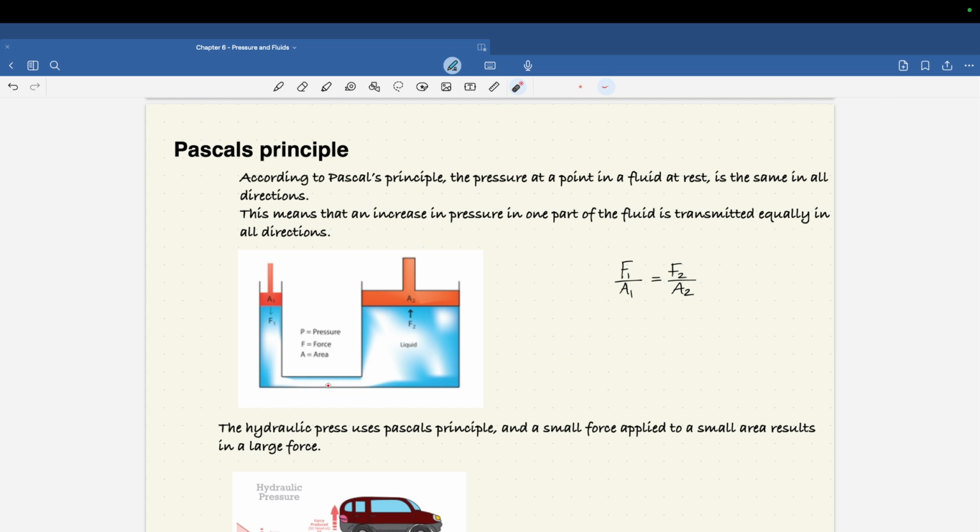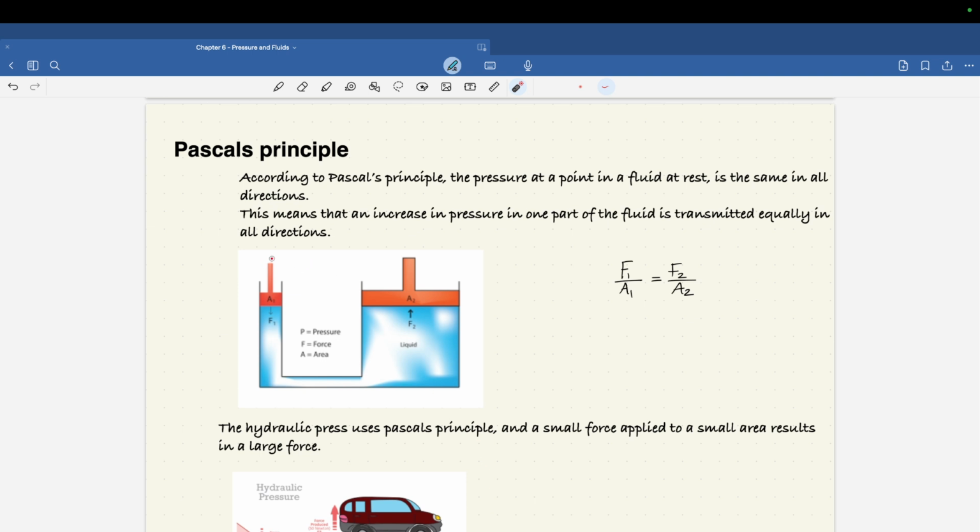So here there is a formula which is a ratio. First of all, you see this hydraulic press, which is a smaller cylinder connected to a bigger cylinder. That's the hydraulic press. You know what it's used for? It's used to lift heavy objects, like a car in a service station.